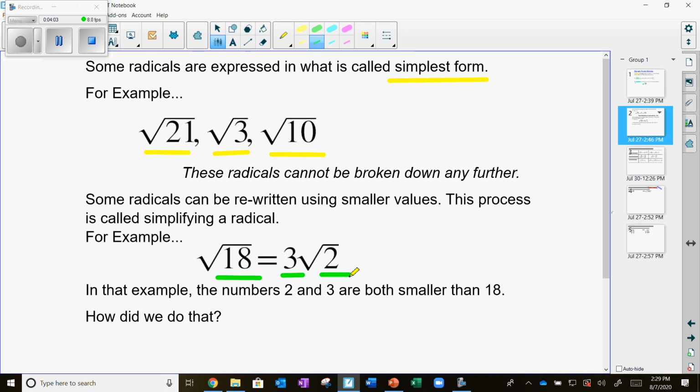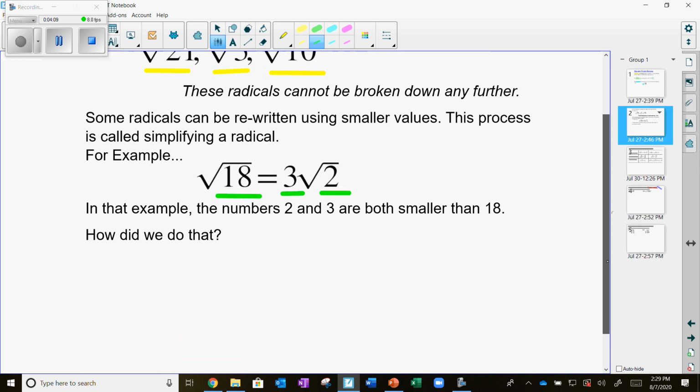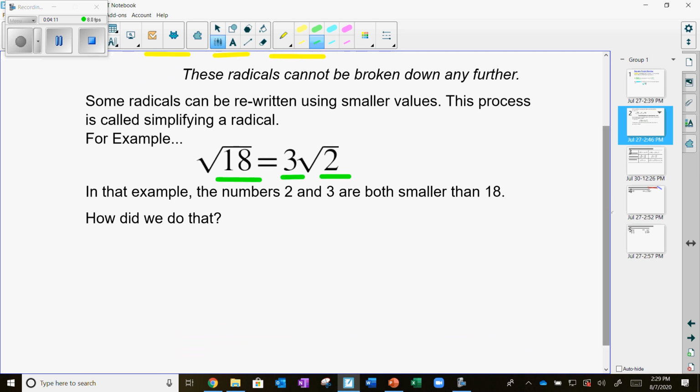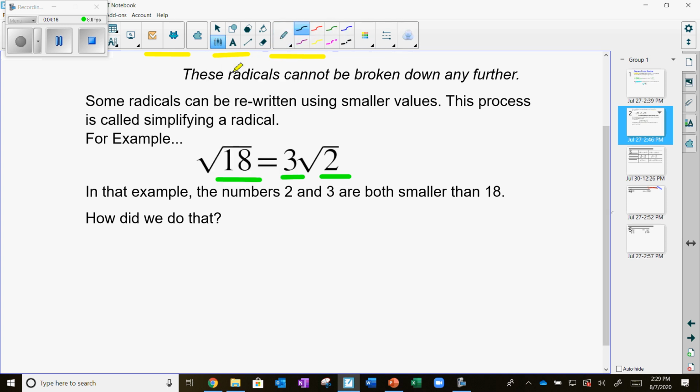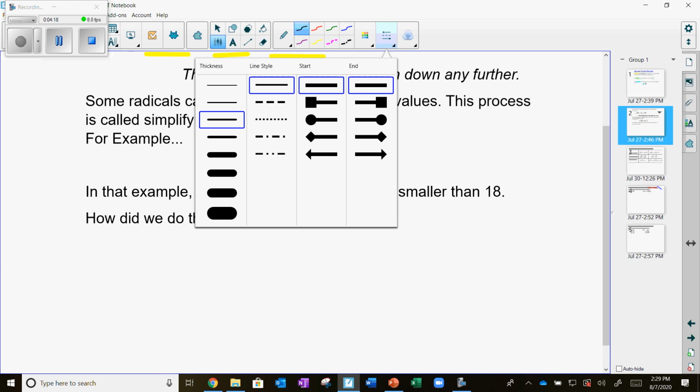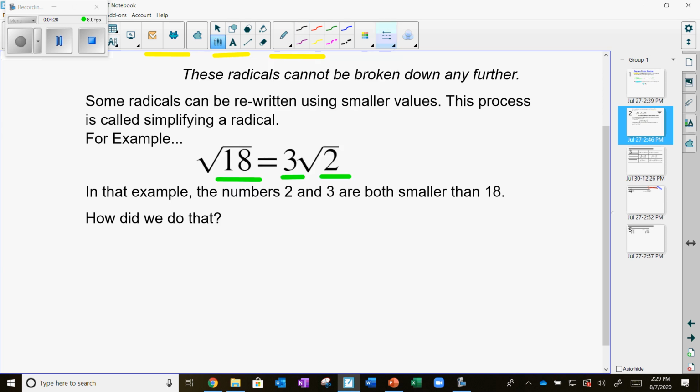Hopefully we remember a process for going through and doing that. That process involves looking at what all of the factors are of a particular value. However, in this class, we are most definitely not, I repeat, not going to be making factor trees. So if you looked at the square root of 18 and thought to yourself, ooh, yay, fun, factor trees, not doing that.